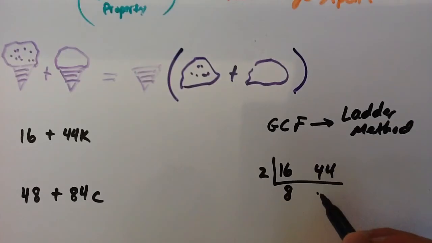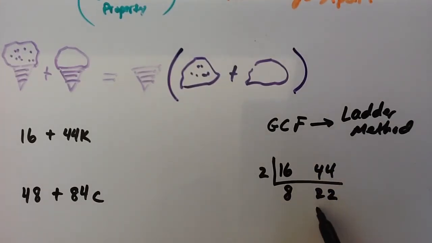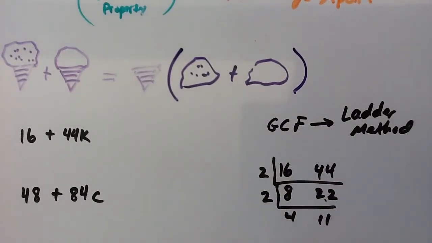And 2 times what's 44? That's 22. Do 8 and 22 have a common factor? They do, right? Because they're both even, so they have a factor of 2. I pull that out. 2 times 4 would be 8, and 2 times 11 would be 22. Now, 4 and 11 don't have a common factor other than 1, and so I'm done making ladders.